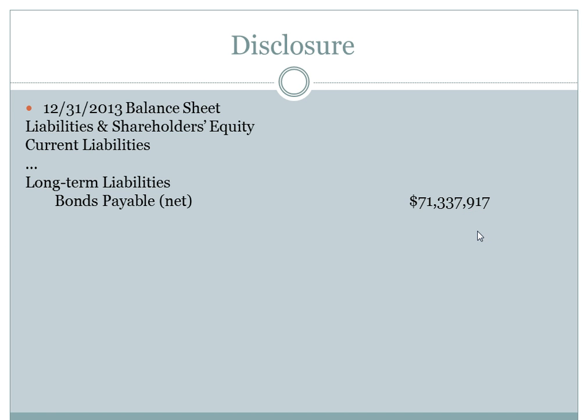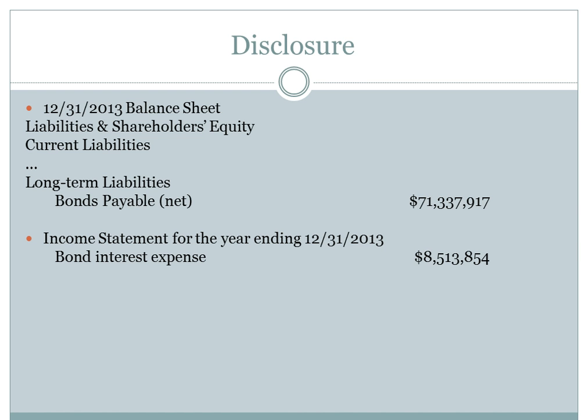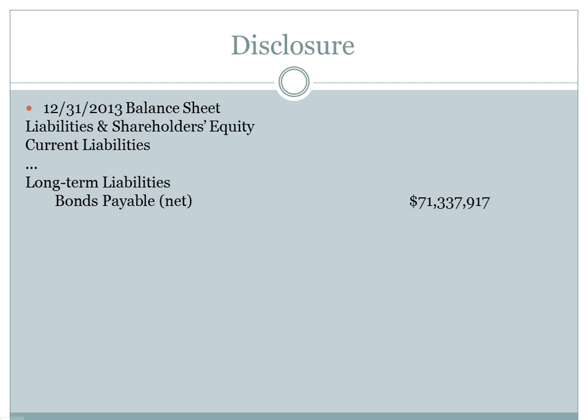So that's where my balance sheet disclosure comes from. Now, disclosure is beyond just what happens on the face of the balance sheet. The other thing that I would have to disclose, or would be part of the financial statements, is the amount of interest expense that was recognized during the year. And the amount of interest expense is just the total amount that I debited to interest expense during the year.